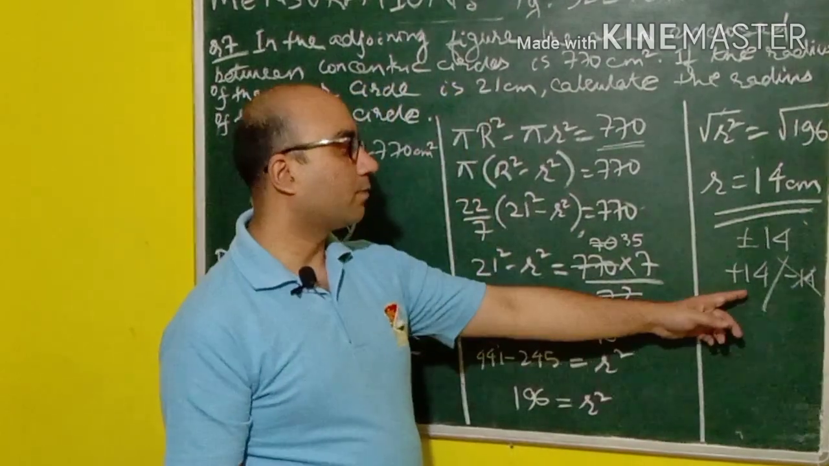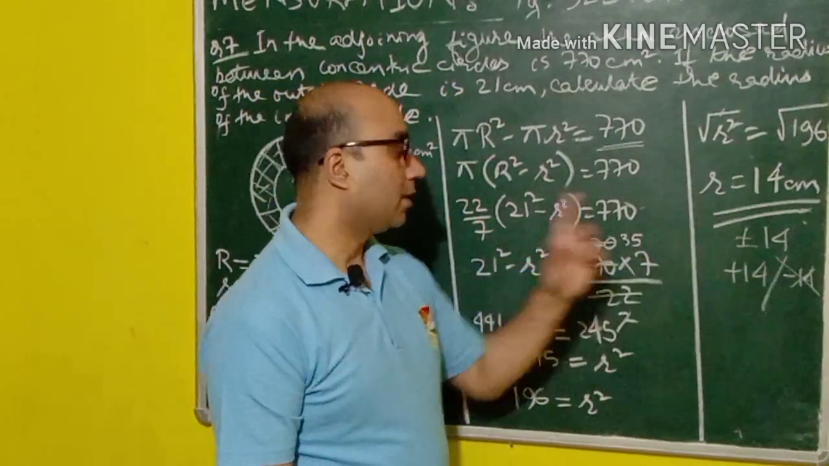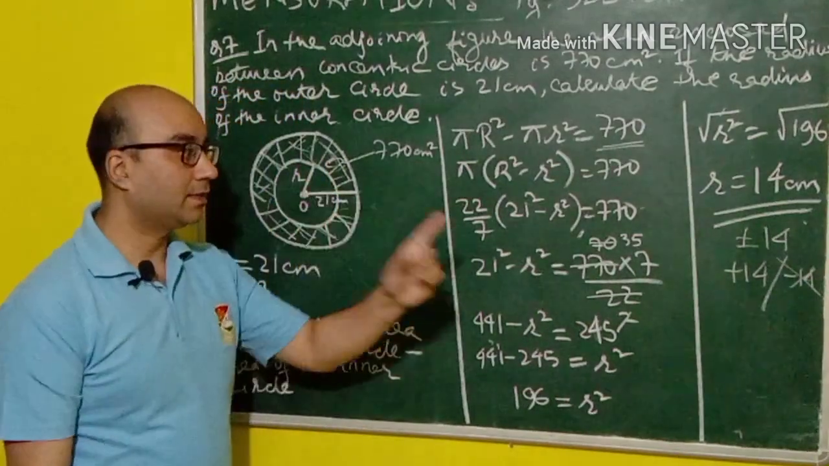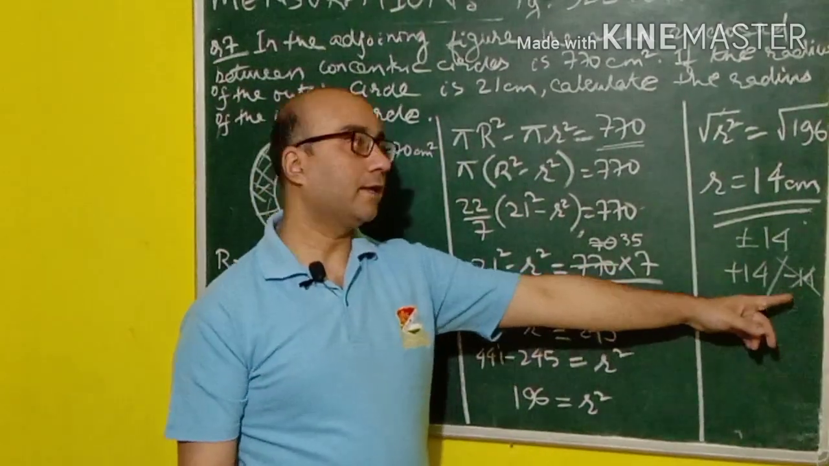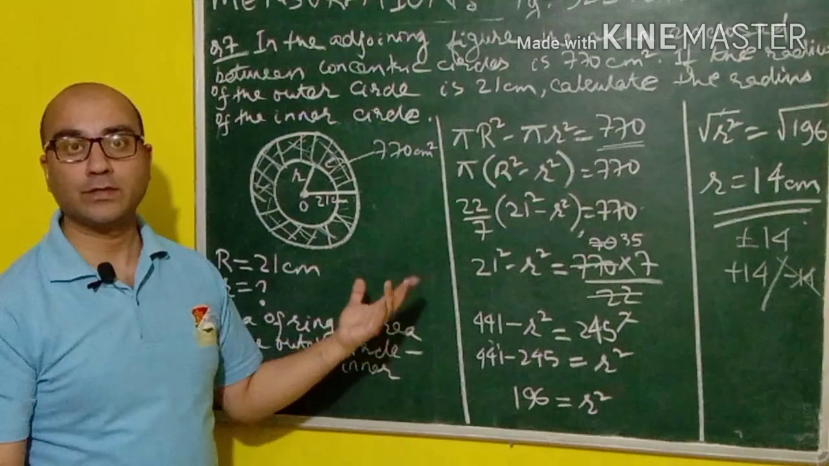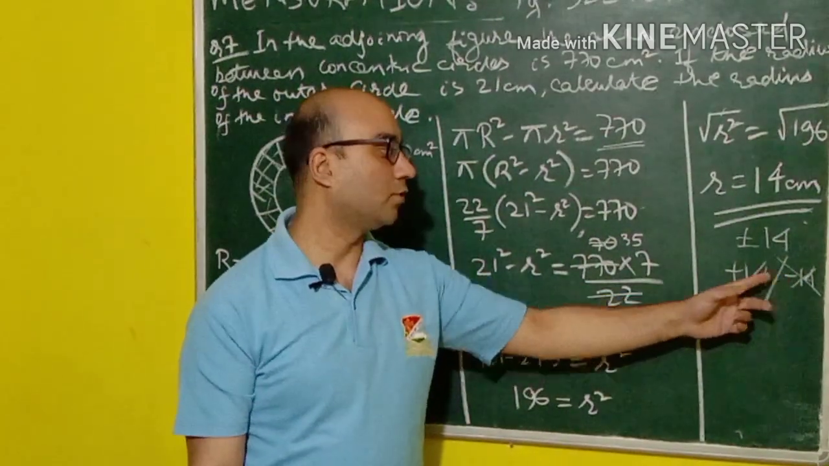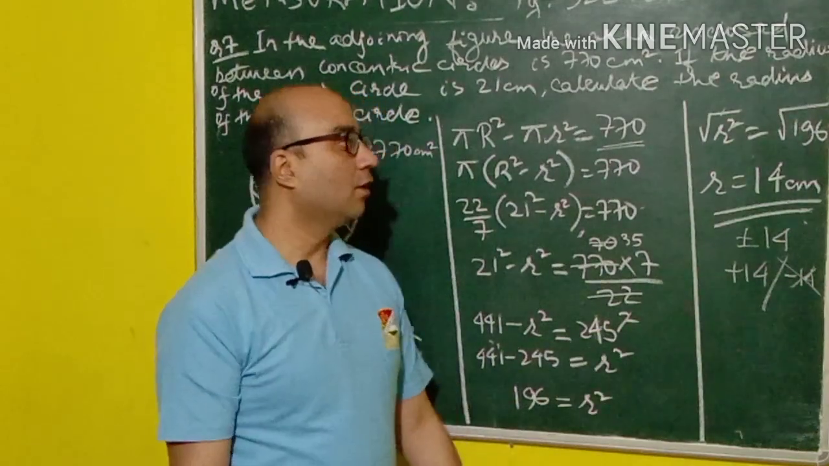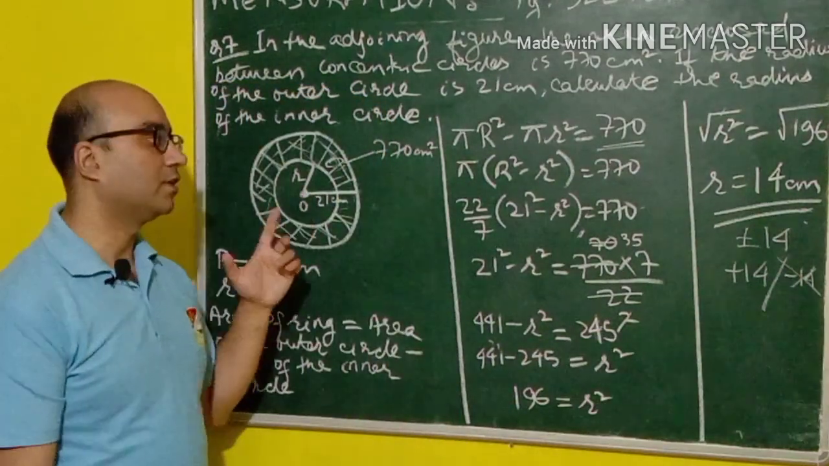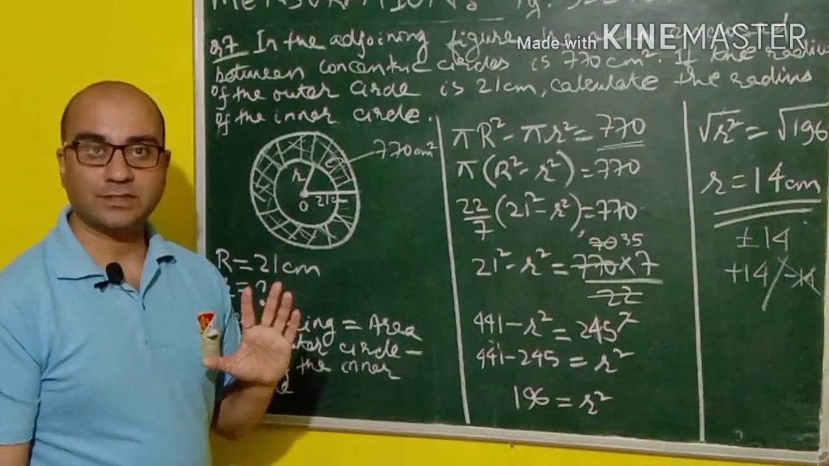Why do we take it as plus 14? Because r is length, and length cannot be a negative value. You can't have a circle of radius minus 14 centimeter. So that's the reason why we ignore the minus 14 and we take the final answer as 14 centimeter. So the radius of the inner circle is equal to 14 centimeter.